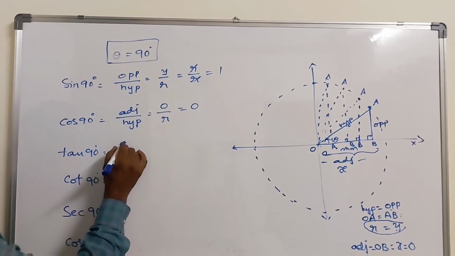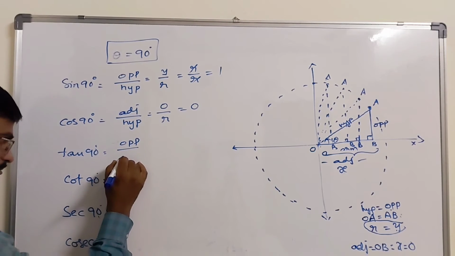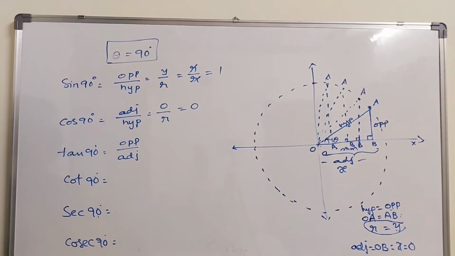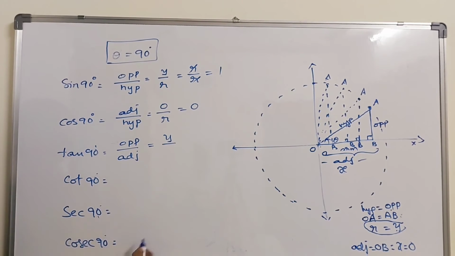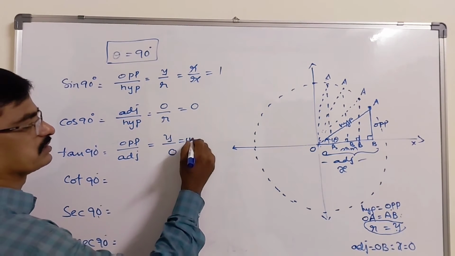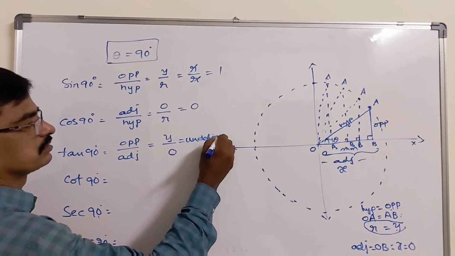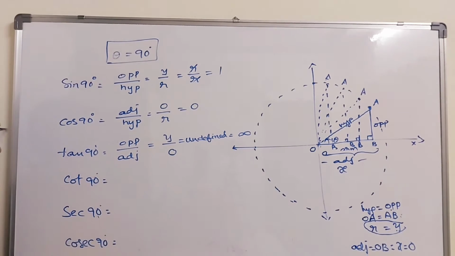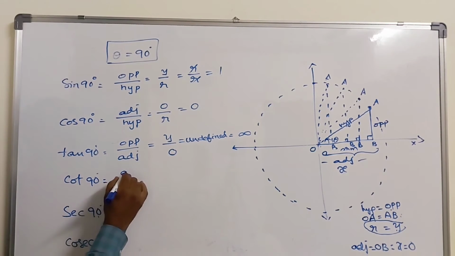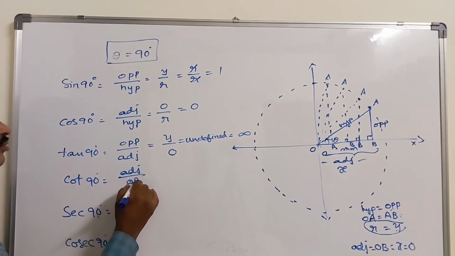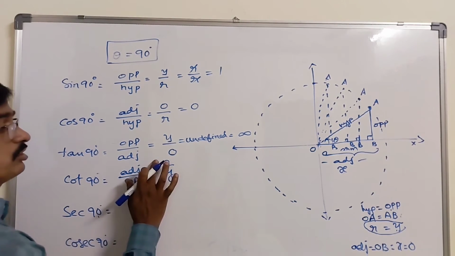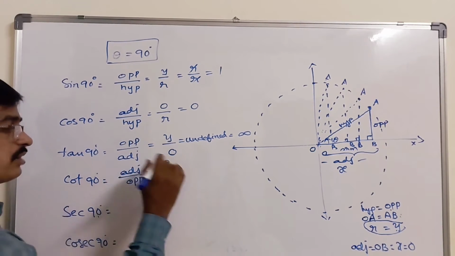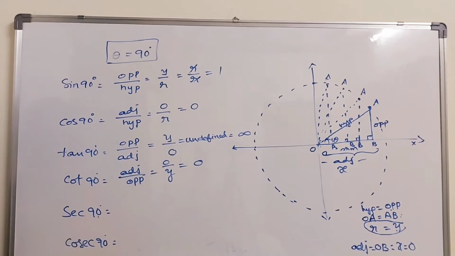Next, tan 90. Opposite side by adjacent side. So the opposite side is y, by adjacent side 0. Okay, that is undefined or infinite, you can write. Cot 90. Adjacent side by opposite side is equal to 0 by y. So 0 divided by anything is always defined, its value is 0.